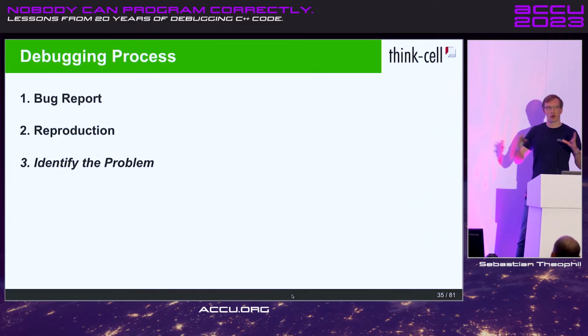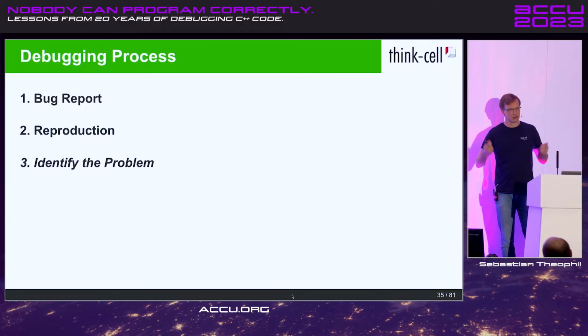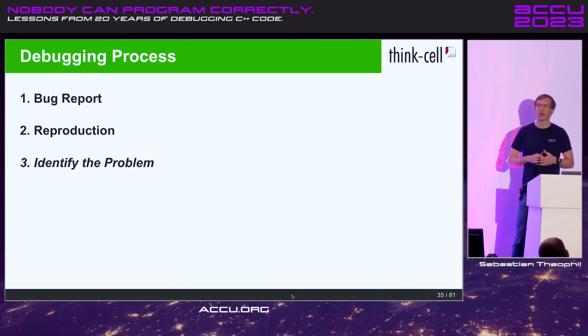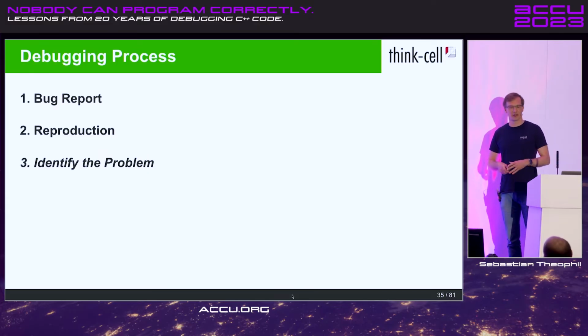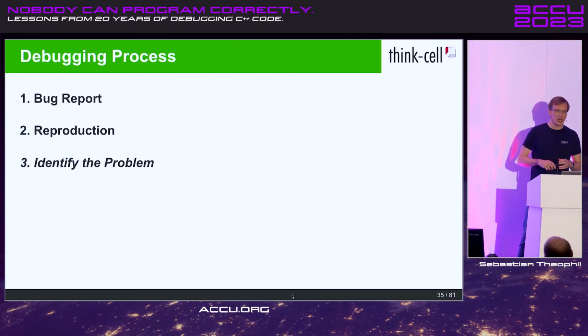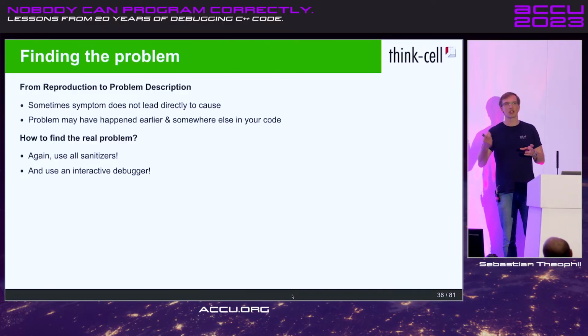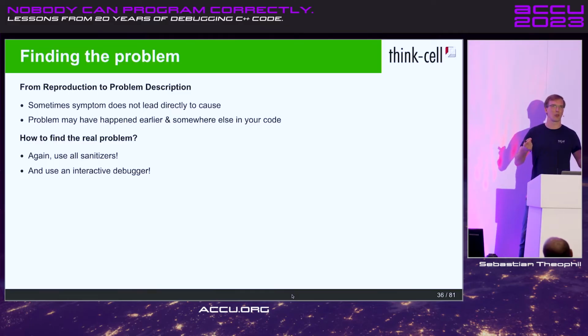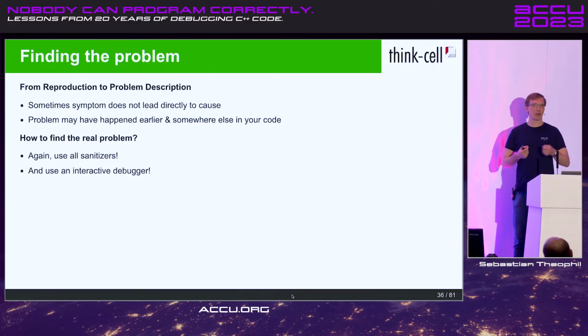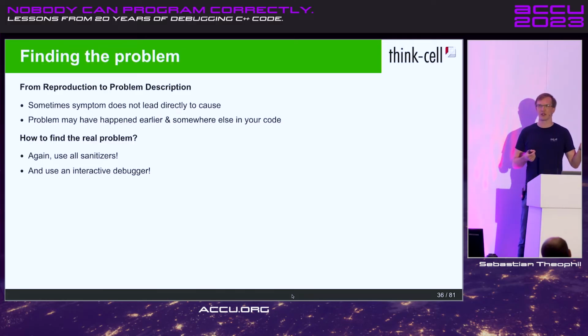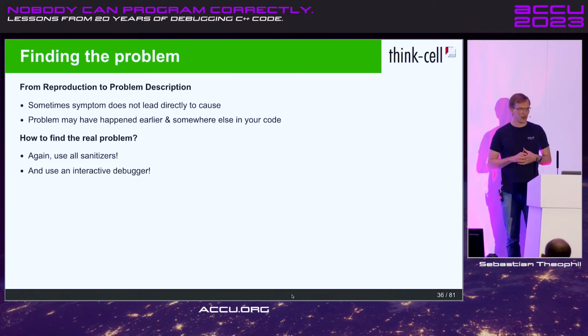Now that we have a good reproduction, we can start to identify what the actual bug is. So now we are actually starting the debugging process. And of course, the moment the application crashes, the location where it crashes is typically not the place where the actual bug is. That might have happened earlier, somewhere else in the code. We have to walk back from that symptom, from that crash, from the error message, to the problem that we actually want to fix.